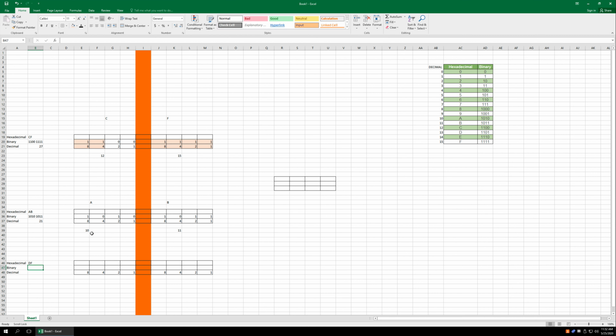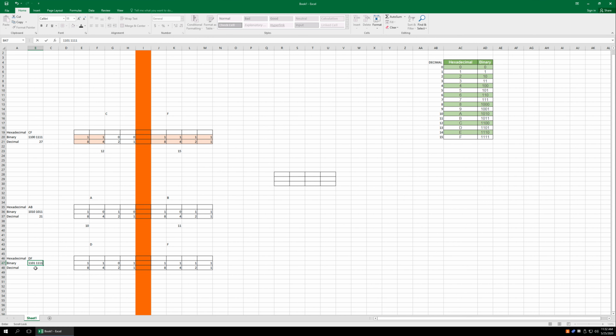Let's try a third example. Here you can pause the video and complete the third example or follow along with us. I'm going to place D and F. D we know is decimal value 13. So we're looking at 1, 1, 0, 1. And F would be 15, 1, 1, 1, 1. So for binary, that would be 1101, 1111, with a total value of 28.